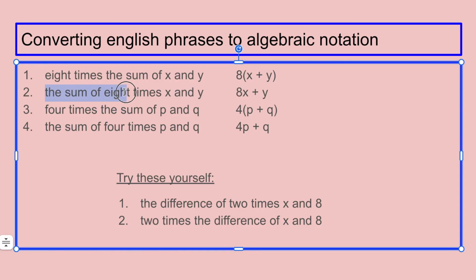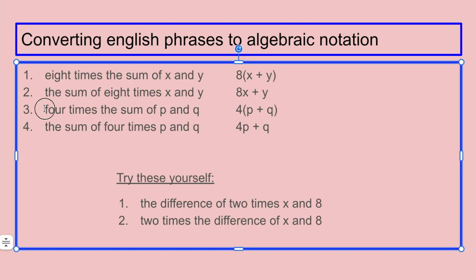The sum of 8 times x and y. 8 times x plus y is what we have to do. So that is what we are trying to do here. 8x plus y. 8 times x first. That is what he is saying here. We have to understand, it is 8 times x plus y.